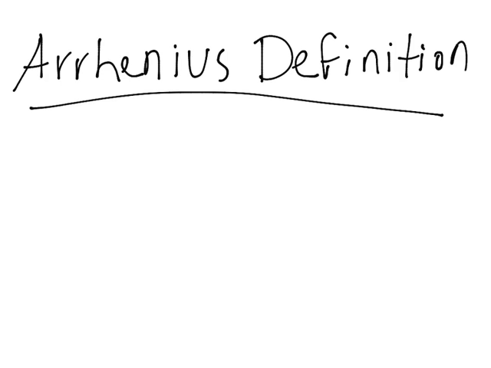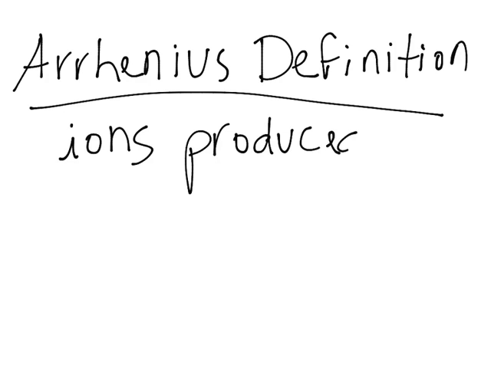So let's see. Arrhenius focuses on the ions that are produced to know if something is an acid or a base. So the main thing you have to know are the ions produced. What this means is that an acid will produce certain ions and a base will produce different ions. So let's see. Arrhenius said that an acid has to produce hydronium ions.